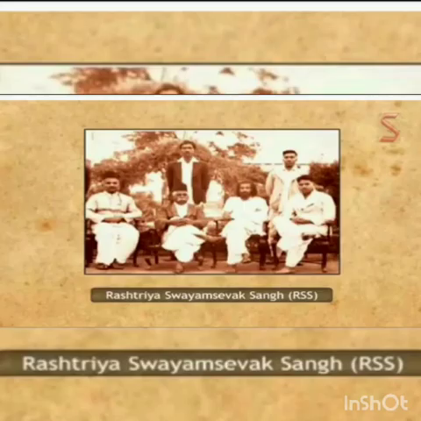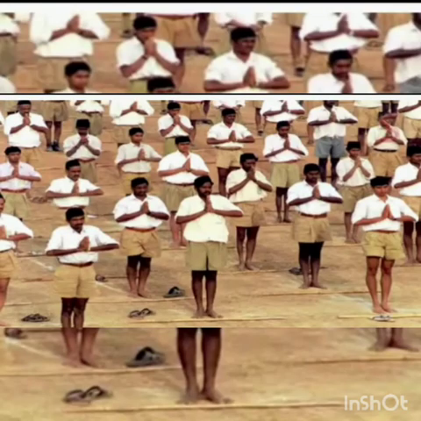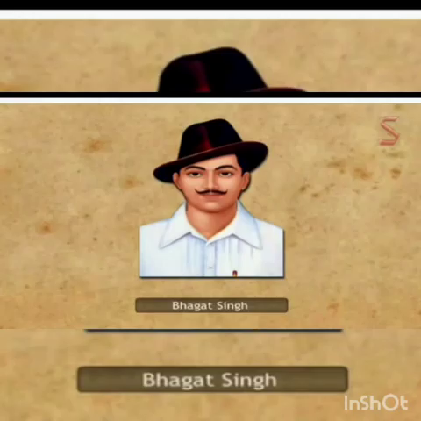The establishment of the Rashtriya Swayamsevak Sangh (RSS), a Hindu organization, and the Communist Party of India were the two significant developments of the mid-1920s. In addition, Bhagat Singh, the revolutionary leader, also actively participated in the national struggle during this period.